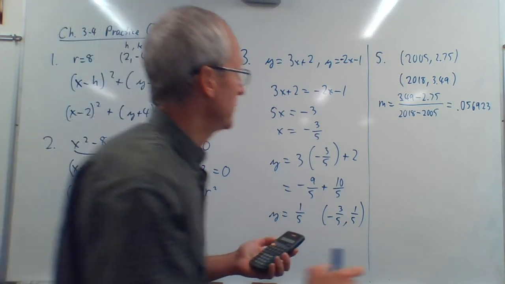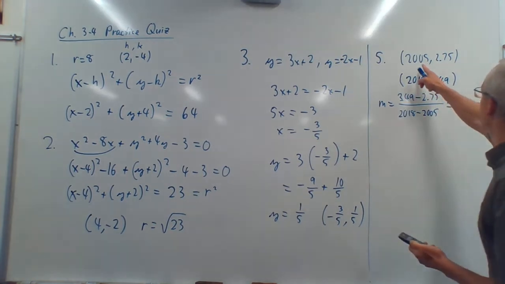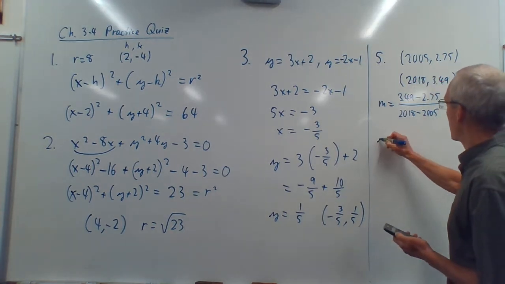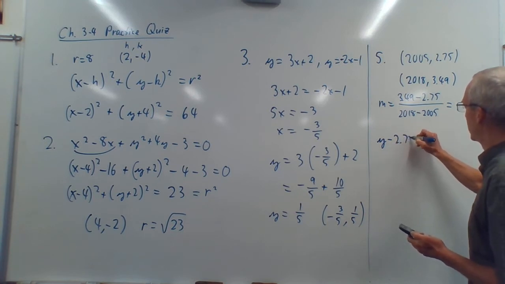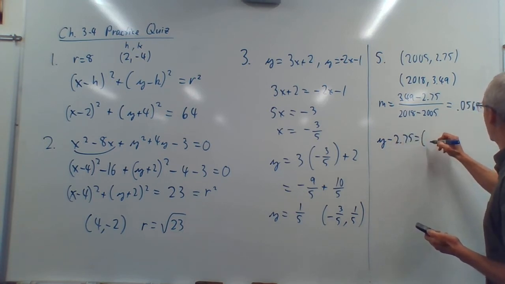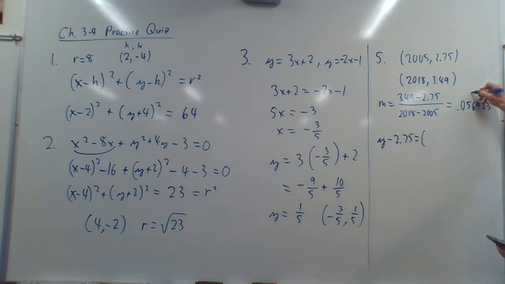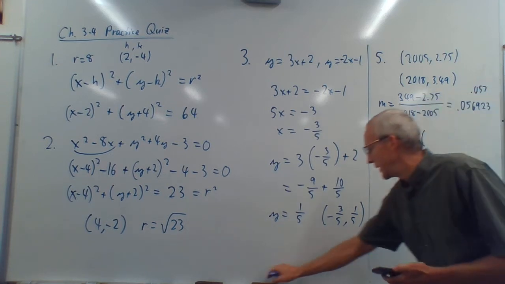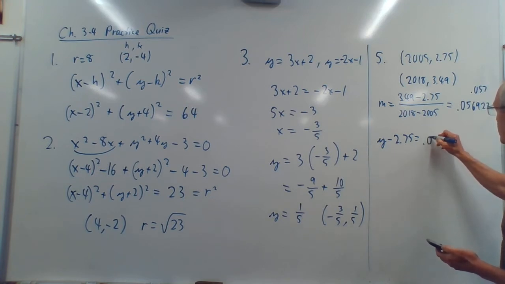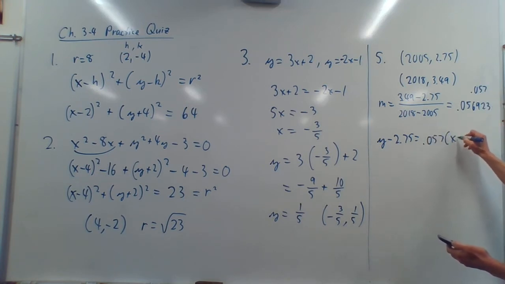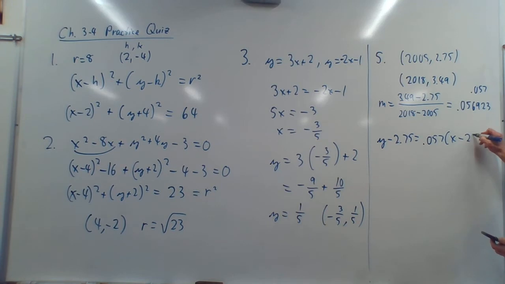Okay, so then we use one point to find the line. Let's use the first one. Why not? So y minus y1, 2.75, equals the slope. I'm going to round that off to 0.057. I think that's good enough, right? 0.0569 is really close to 0.057. So y minus 2.75 equals the slope, 0.057, times x minus the x point, 2005.